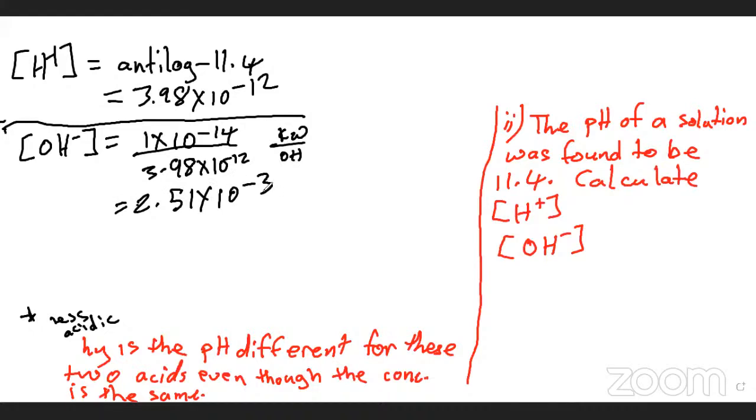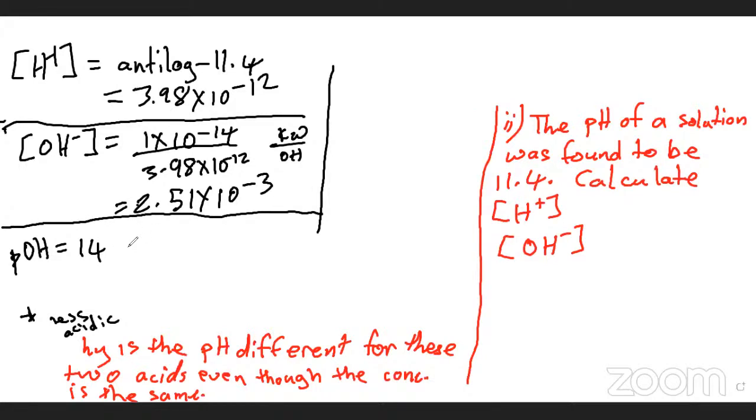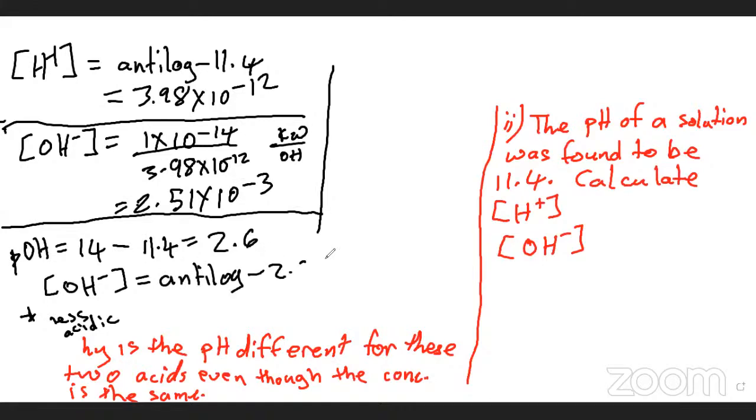All right, what you could also do is, for the hydroxide ion concentration, you could say pOH is equal to 14 minus the pH, which is 11.4. And that would be 2.6. And then the hydroxide ion concentration is equal to the antilog of negative 2.6. And we should get back that answer as well. I did get it back: 2.51 times 10 to the minus 3. All right, so that's how you would approach it.